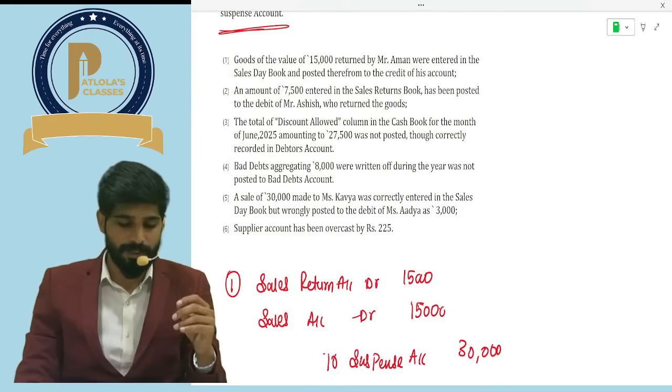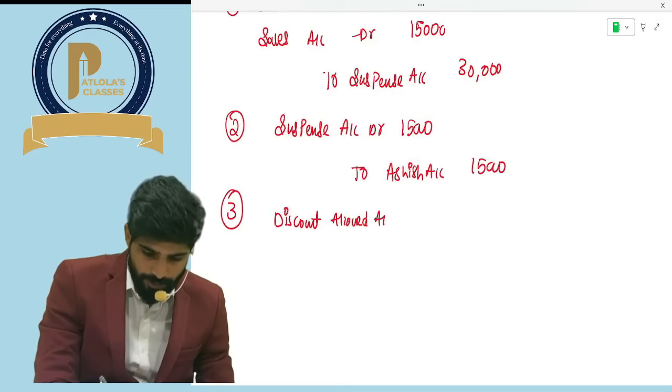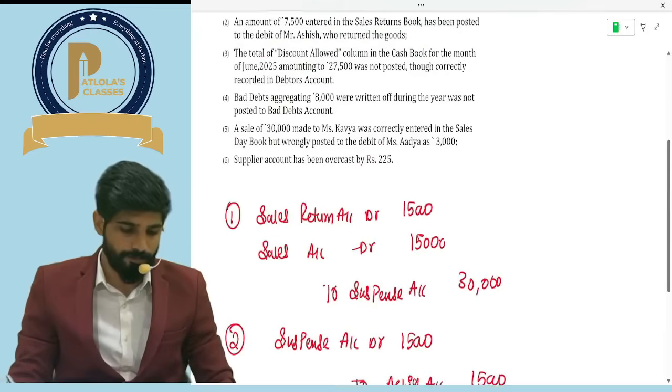That we are going to debit now. So the rectification entry will be discount allowed account debit to suspense account. How much will be the amount? 27,500. Chalo, come to the fourth one.